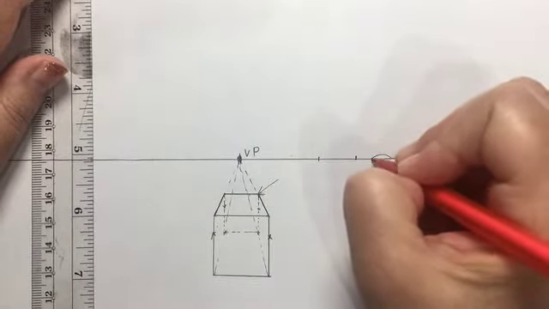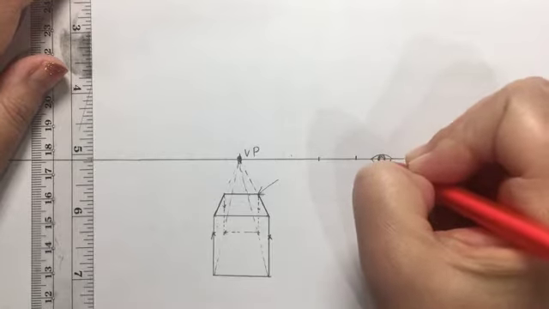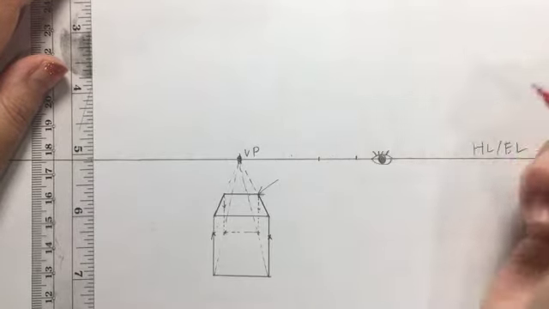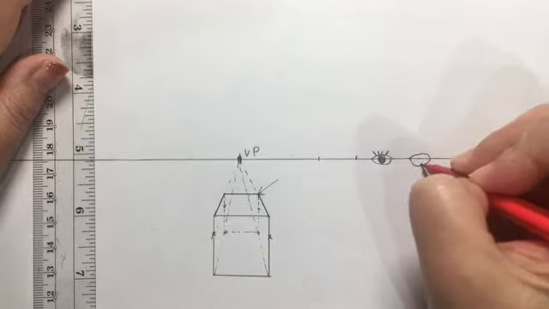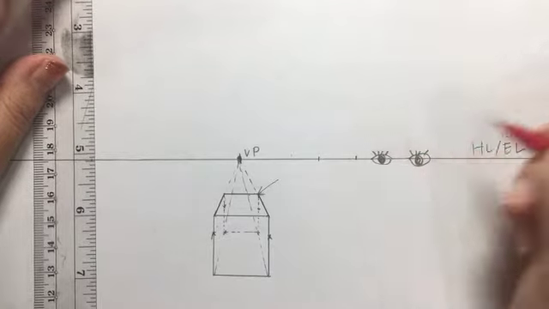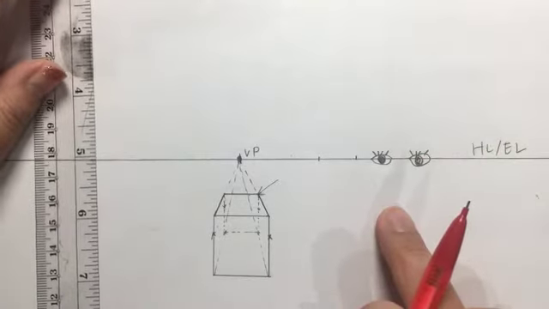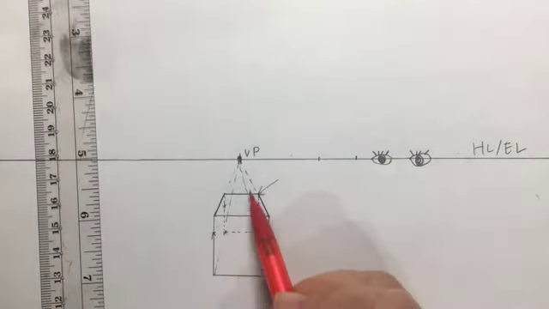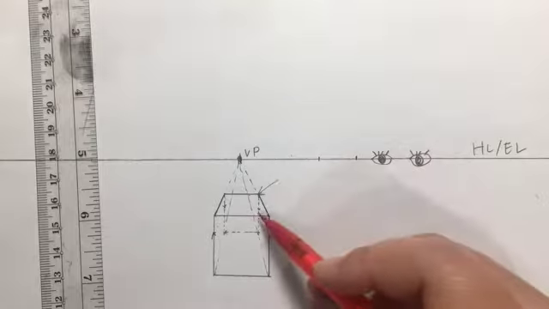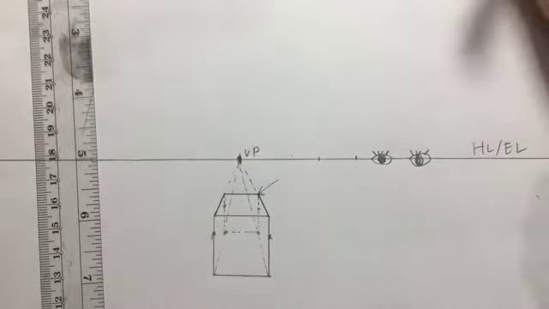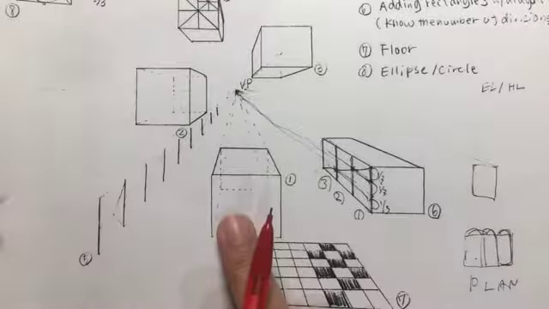Remember, the horizon line indicates the placement of your eye, right? So this is the height of your eyes, okay? So you should see the top of the cube because you're looking down, right? So that's number one here.